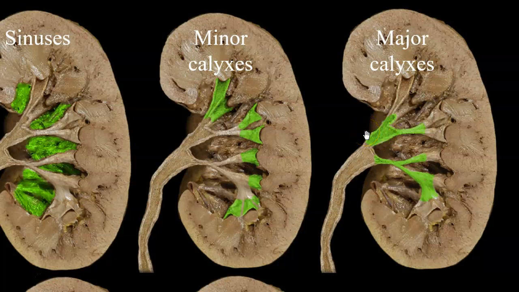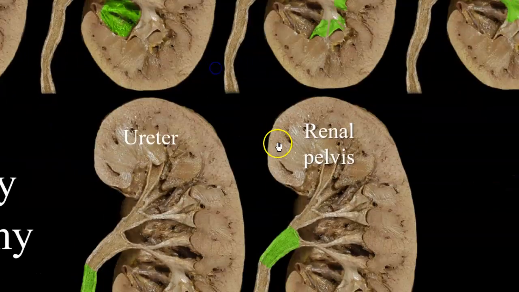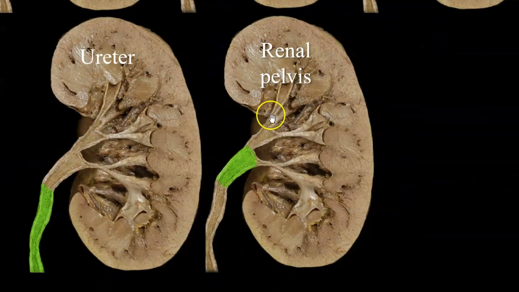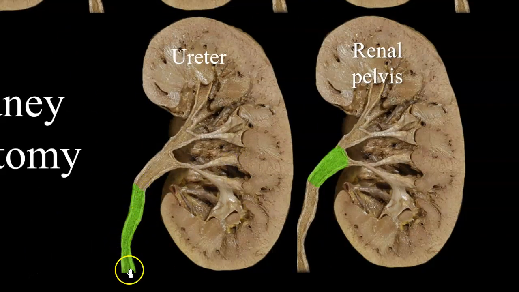But just like there were numerous minor calyces that combined and formed fewer major calyces, the same thing happens again. Right here, the major calyce here and the major calyce here combine, and they feed into the renal pelvis. That's the renal pelvis. The renal pelvis then transitions into what's called the ureter. The ureter is the tube which is going to carry the urine down into the urinary bladder.